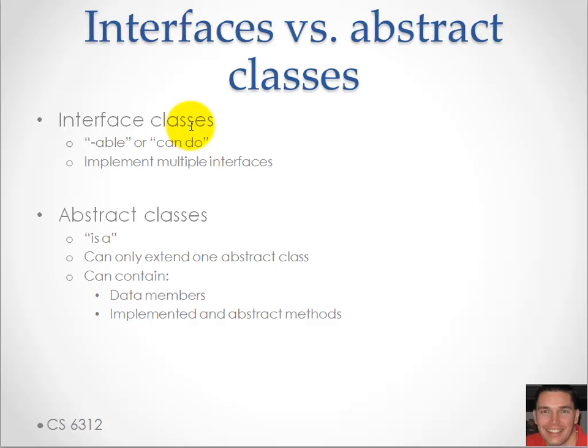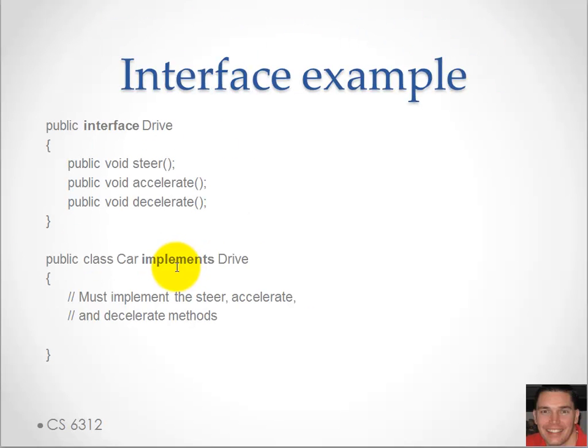Just comparing interfaces versus abstract classes. When we look at interface classes, these are classes that are going to implement some type of behavior. So they're able classes or sort of can-do classes. Java allows you to actually implement multiple interface classes. If I come back here on this particular slide, let's say I had another interface class I want to implement, I can say implements Drive, comma, and then just put the name of the other interface that I'd like to implement.